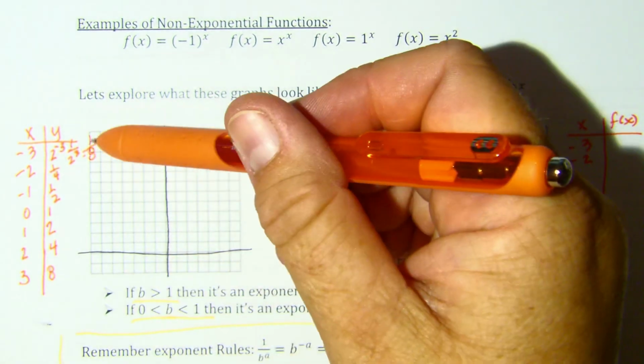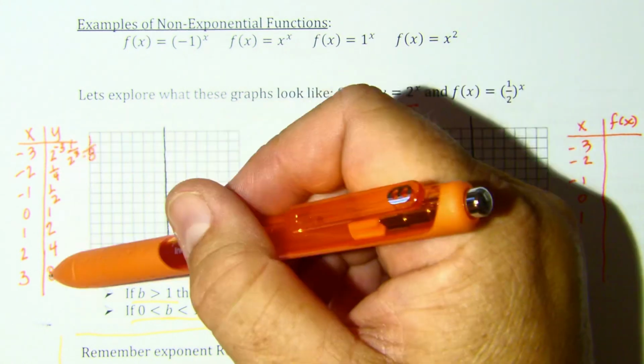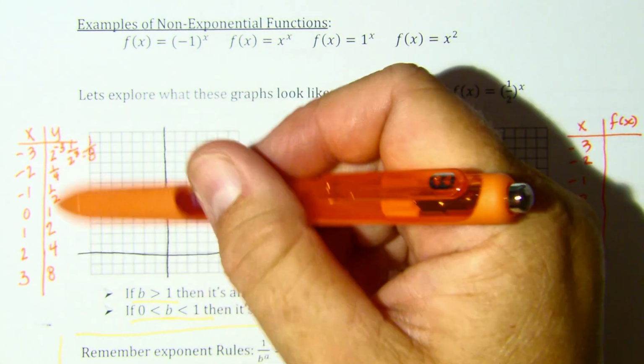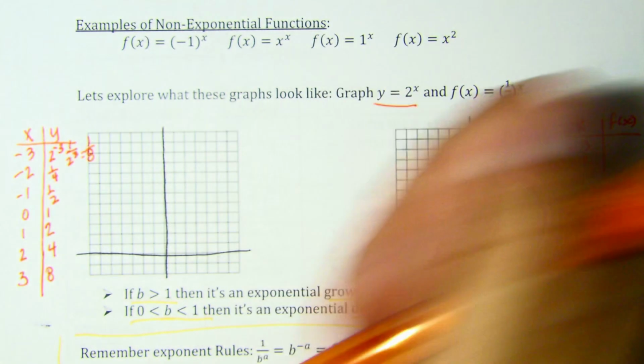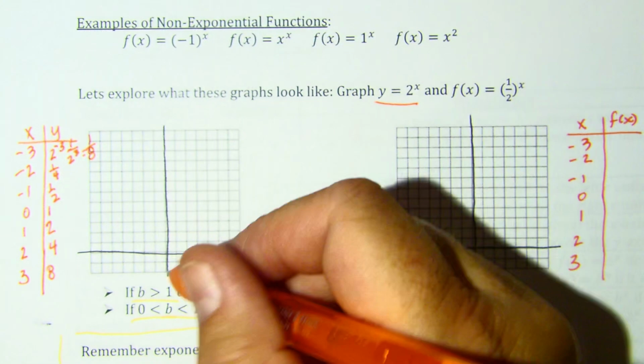And so hopefully you're making an observation about these values here. We have 1 over 8 at negative 3 and 8 at 3. 1/4 at negative 2 and 4 at 2. And that's going to be a pattern you're going to continue to see. So we can go ahead and plot these values.